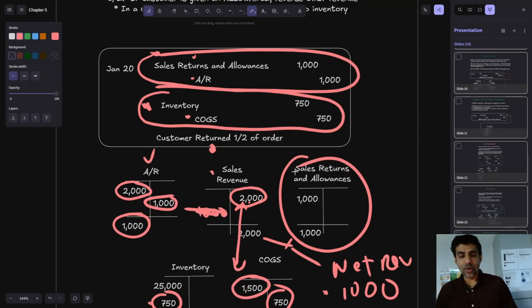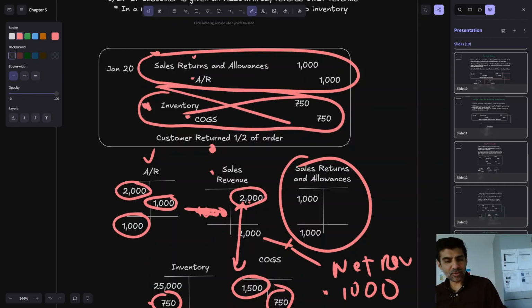if, again, instead of the customer returning half, you gave the customer an allowance for half, you would just not have this part because you would not have gotten that item back. Okay, so you still had that cost of goods sold. You're not going to undo that expense because you paid for that item and you're just giving it away for free. So that's still going to be an expense for you. Okay, you are only going to have this transaction for an allowance.